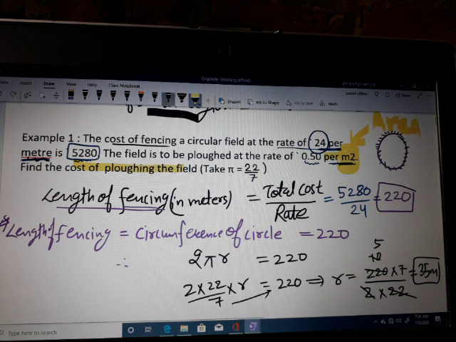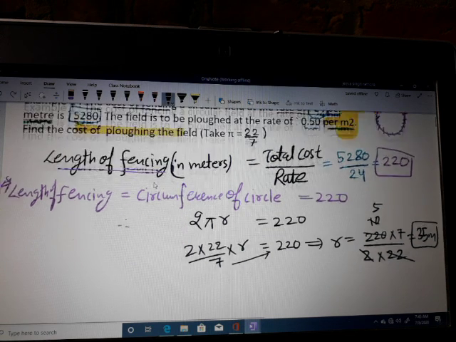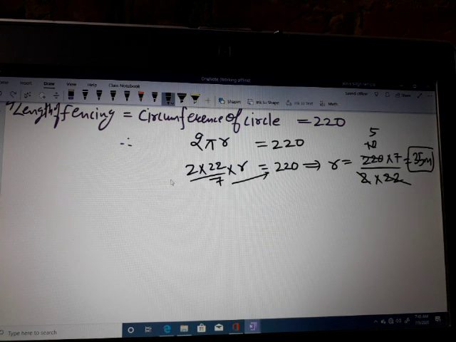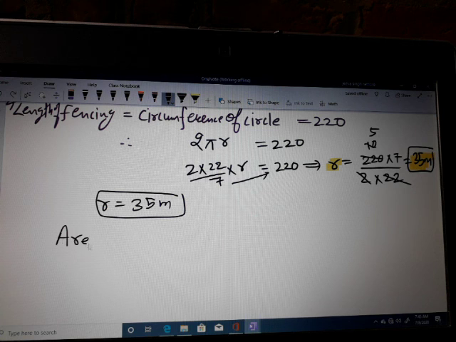That's why I first find the radius of the circle. We solved this and got the radius of the circle equal to 35 meters. That means radius equals 35 meters. Now I will find the area of the circle, the area of the circular field.